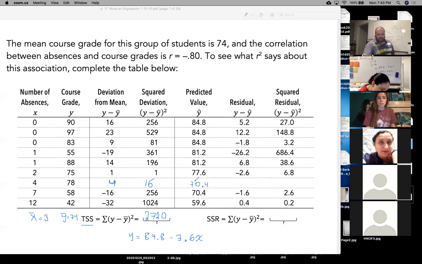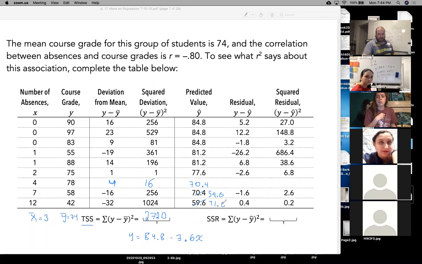So I think there might be a mistake here. When x is 7, 84.8 minus 3.6 times 7 is not 70.4. That's 59.6, which means this is not 59.6. It's 84.8 minus 3.6 times 12, which is 41.6. So that was kind of strange.